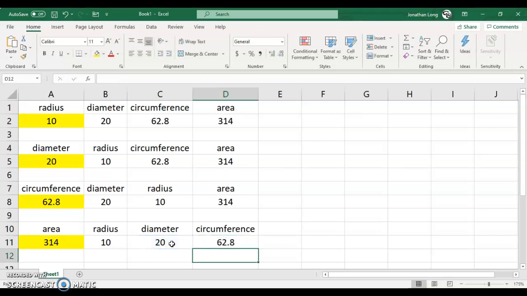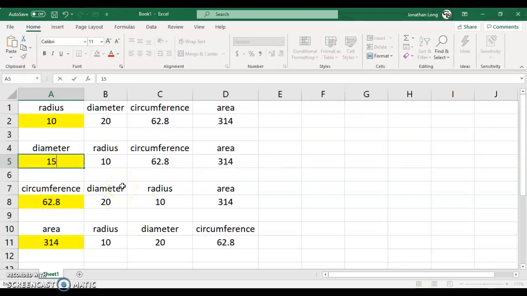Now, with this being said, there are 4 main measurements in circle talk: radius, diameter, circumference, area. If you are given any one of these numbers and asked to find anything else, you now have that power. Diameter 15. Oh, there's my area, there's my circumference, there's my radius. All right, ladies and gentlemen, congrats and good luck.